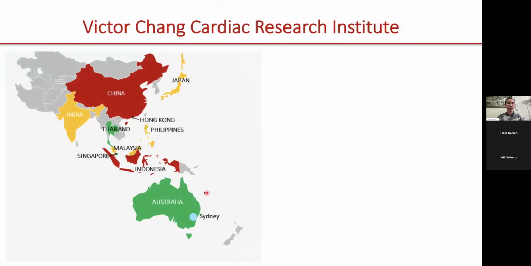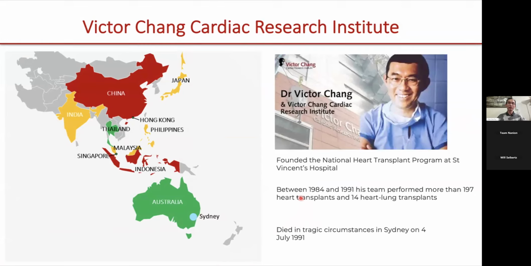A bit of background. I'm based in Sydney at the Victor Chang. I'm from Malaysia originally. Some of you might not know about Victor Chang Cardiac Research Institute. It was named after Dr. Victor Chang. He founded the National Heart Transplant Program at St. Vincent Hospital. Between 84 and 91, he transplanted more than 197 hearts. But tragically, he was killed in 1991. And about 3 years later, the Victor Chang Cardiac Institute was established to honor him and was named after him.